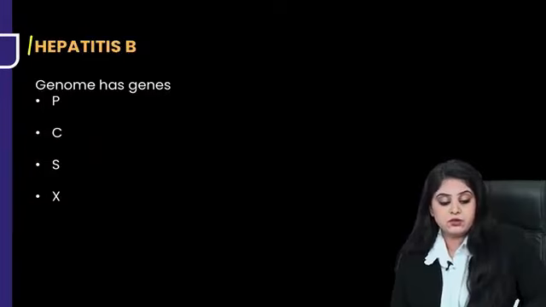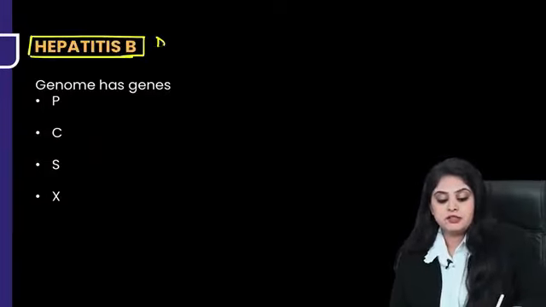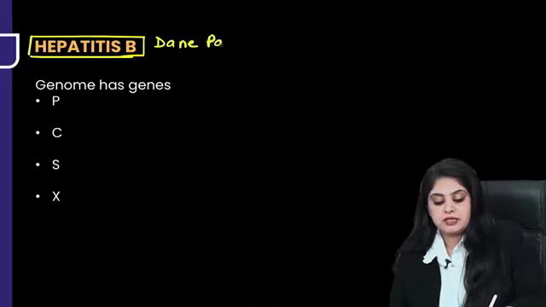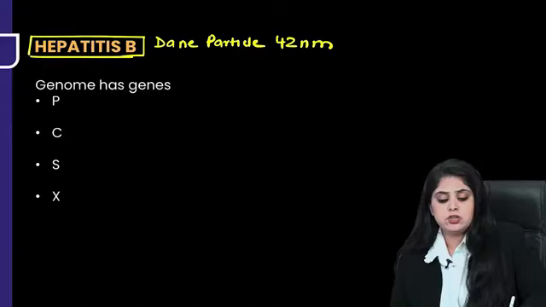What you actually have to dwell in detail of is hepatitis B, and I hope you know hepatitis B is also known as the Dane particle. It also measures 42 nanometers. Now, having said that, please note the genome has certain genes. What genome am I talking about?